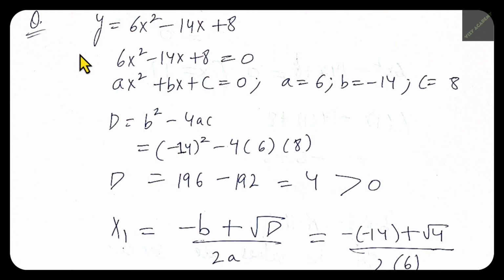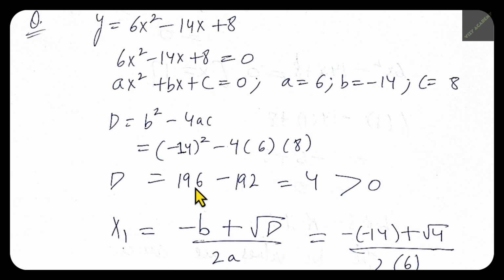So let us work on this question. y is equal to 6x² - 14x + 8. In order to find the roots, which are basically the x-intercepts in the case of a quadratic function, we write it down as 6x² - 14x + 8 = 0. So it's in the form of ax² + bx + c = 0. Here a is equal to 6, b is equal to negative 14, c is equal to 8. The discriminant formula is d = b² - 4ac, so (-14)² - 4 times 6 times 8. The d value is equal to 196 - 192 = 4, which is greater than 0. So in this case, there will be two real distinct roots.